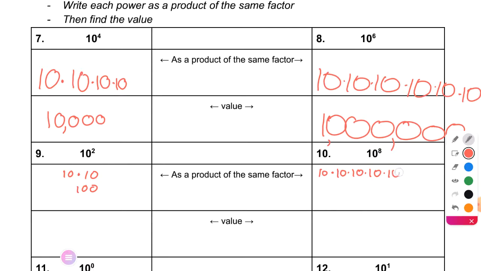Hold on, Jude, put your value in the next box. There we go. So on number 9, Jude did 10 times 10 because it was 10 to the second power. 10 times 10 is 100. Good job.